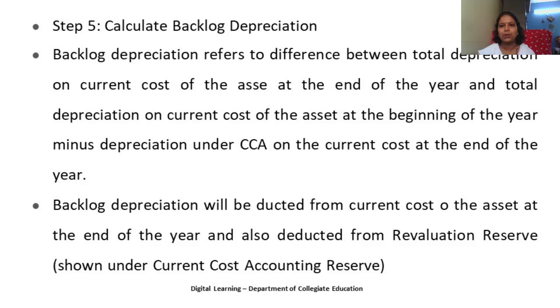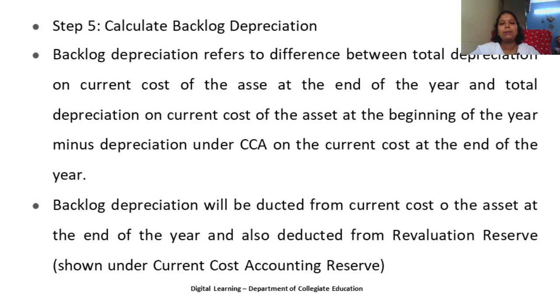Okay, so simple. Take the total current cost asset value at the start of the year, and if you subtract the end-of-year current cost asset value depreciation from it, you will be getting your current cost backlog depreciation. In simple terms, take the opening balance of your depreciation at the current cost, minus the closing balance of the current cost at the end of the year. This is what is called backlog depreciation.